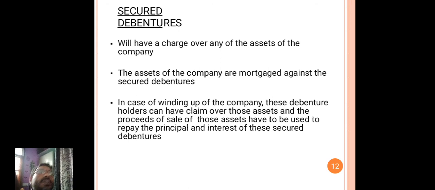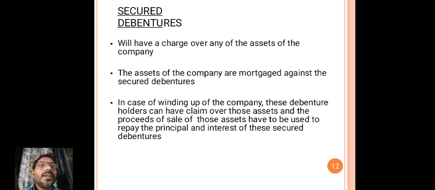These debenture holders will have a charge over any of the assets of a company. The assets of the company are mortgaged against the secured debentures.